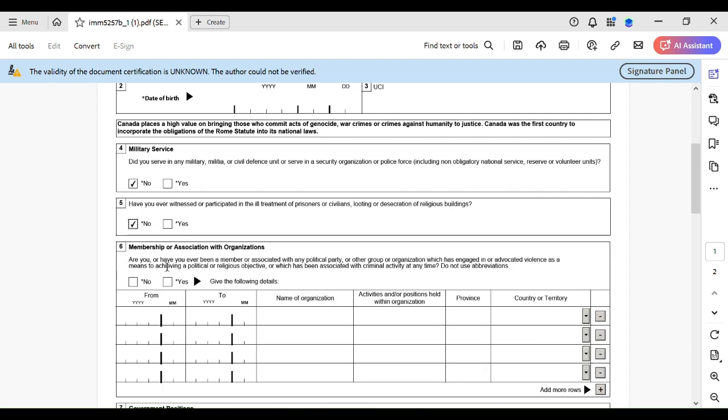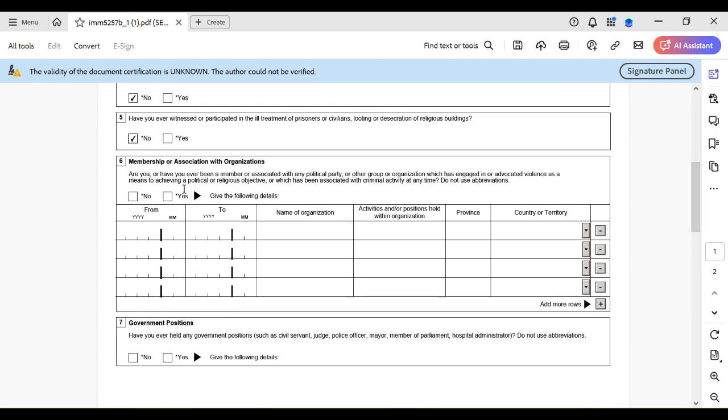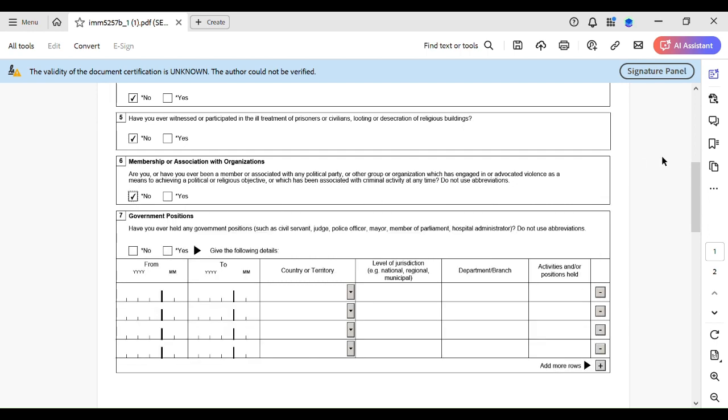Then membership or association with organizations. Here, are you or have you ever been a member of or associated with any political party or any organization which has engaged in or advocated violence as a means of achieving political or religious objectives? From reading the first part only, you understand that this question is to screen people out. If you select yes, then you are out. You don't get the visa. That is that much straightforward. Okay, so perhaps you are not a criminal, or you were never involved in anything.